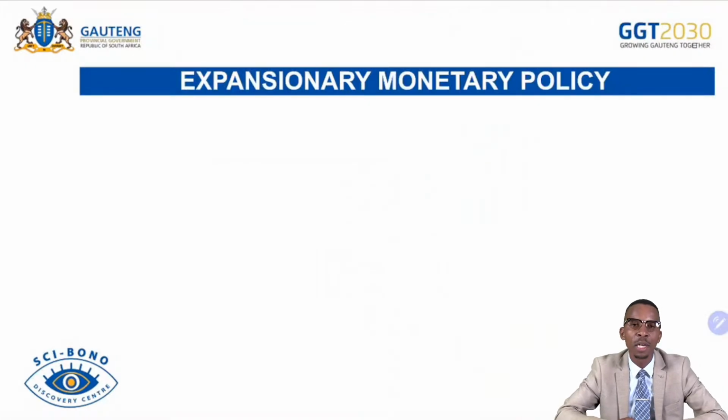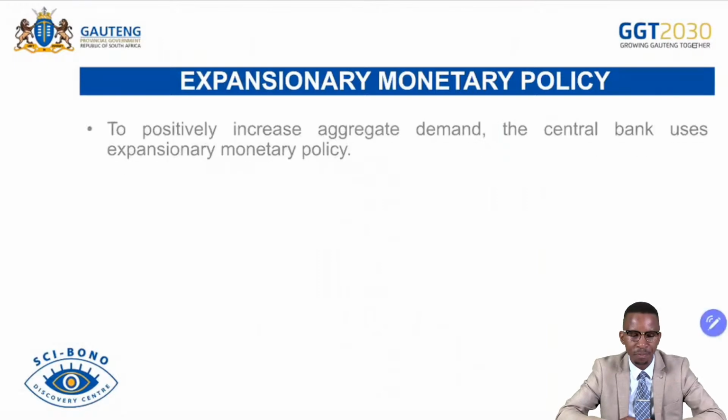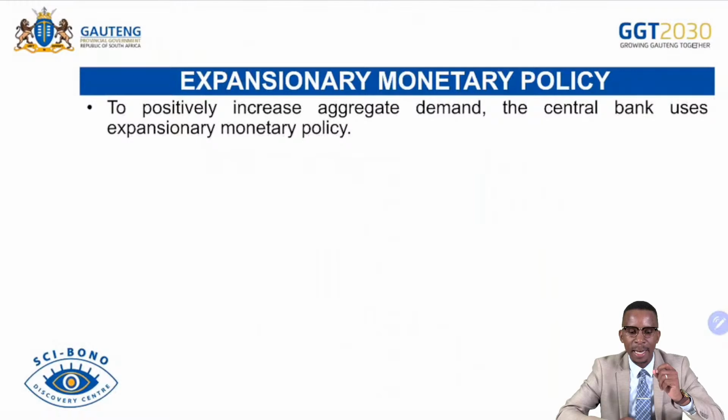Then we move to the monetary policy. Remember, if we talk of the monetary policy, we talk about the policy by the central bank or reserve bank. In South Africa, we call that one the South African Reserve Bank, which aims at stabilizing money supply and also ensuring price stability in the economy. So, the expansionary monetary policy.